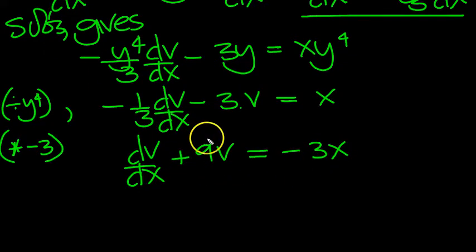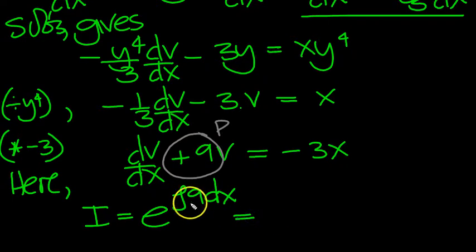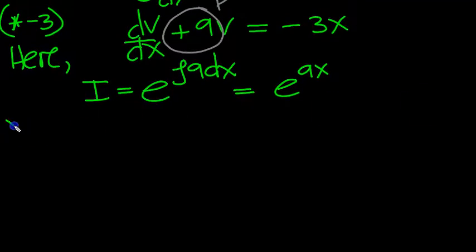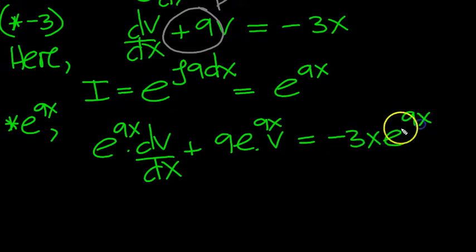Here's our P that we can circle. I'll call that P, and now the integrating factor equals e to the integral of 9 dx. There's P put in, so that's e to the 9x, multiplied by this integrating factor in the line above. So we get e to the 9x times dv/dx plus 9 e to the 9x times v equals minus 3x e to the 9x.